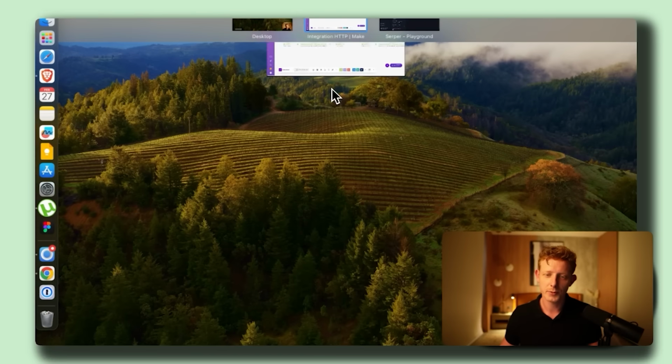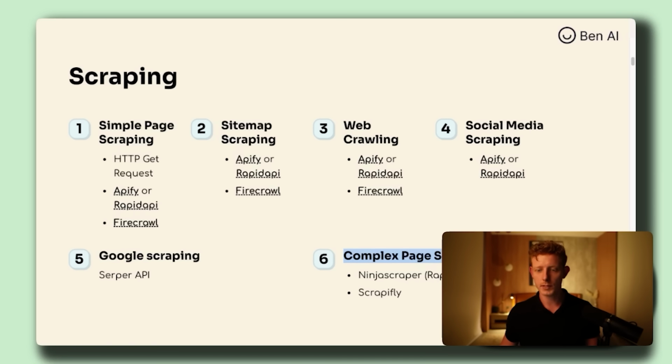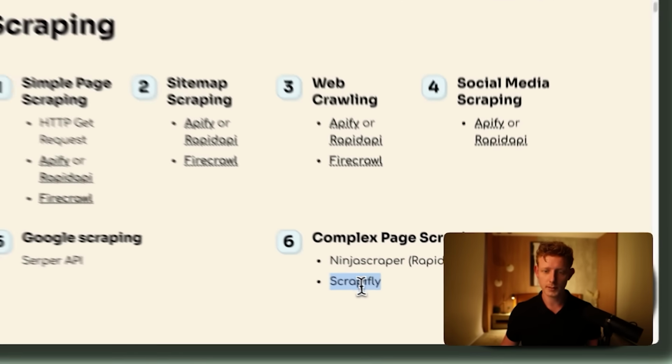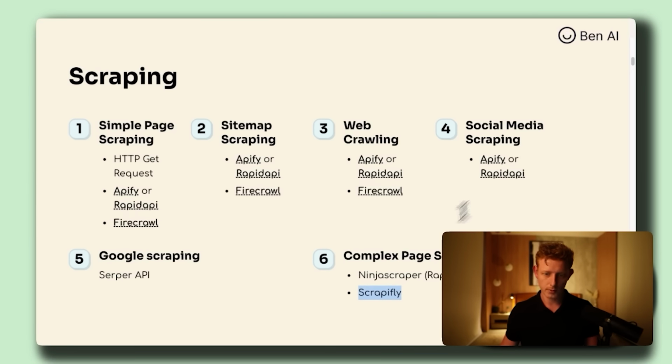Now, let me show you the last way of scraping, which is complex page scraping, which I said before, some websites have some protections in place, so we can't use these more simpler ways of scraping. So we have to use more advanced web scraping APIs. Now the best two I've found are Ninja Scraper, which is available in Rapid API and Apify, I think so, but for sure on Rapid API. And by far the best one we've found is Scrapify, right? So I can show you.